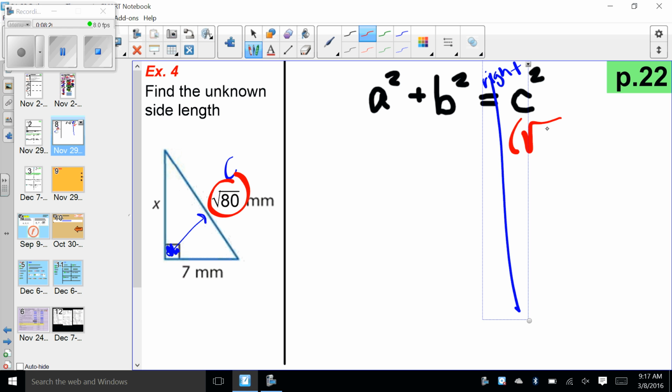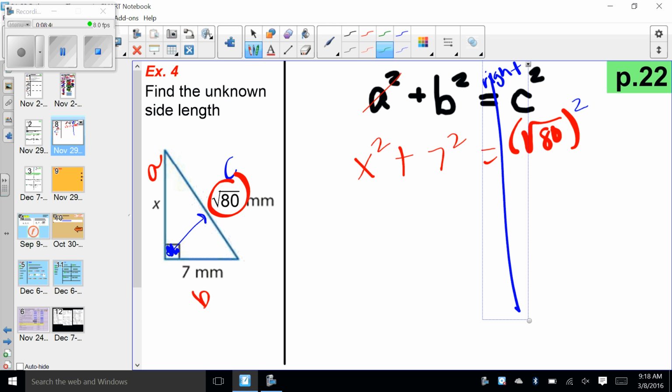So we have the square root of 80, and we're going to square that. The legs are A and B. So there's my A and there's my B. Those are my legs. Using substitution, for A we're going to put an X, and for B we're going to put a 7. So we have x squared plus 7 squared equals the square root of 80 squared.